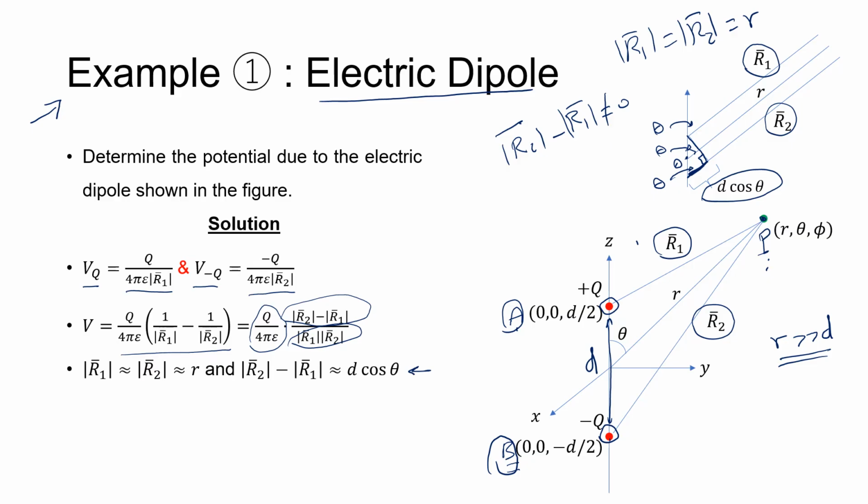Substituting with these values in this equation here, you will get that V is nothing but Q over 4 pi epsilon d cosine theta over r squared. And this, of course, assumes that r is much larger than d. If it was not the case, you need to use, of course, the original equation here.